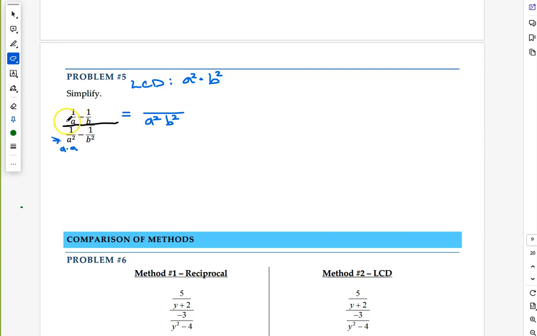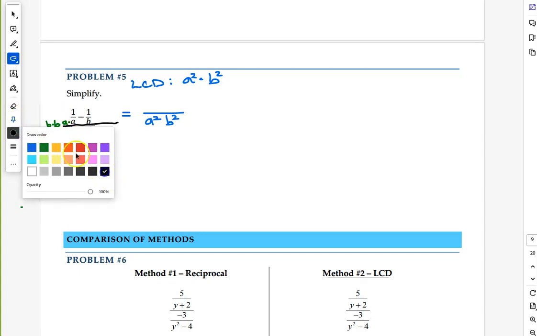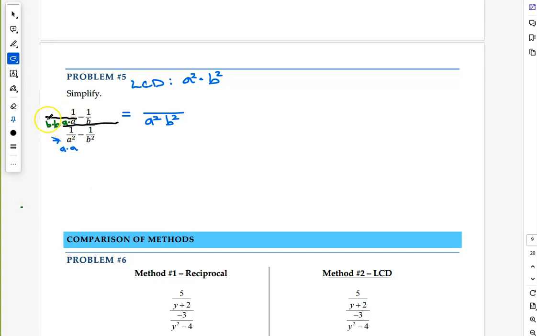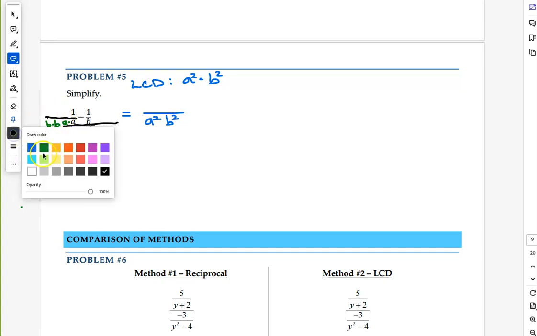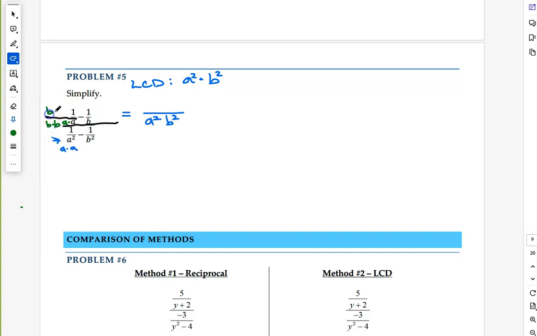Are you going to times it by itself? Close, right? So it has one of the a's, but it needs another a to multiply by it, and it needs both of those b's. All right, so on that numerator here, let me extend this out a little bit so you can see. So we need to multiply that top part by the b times a.